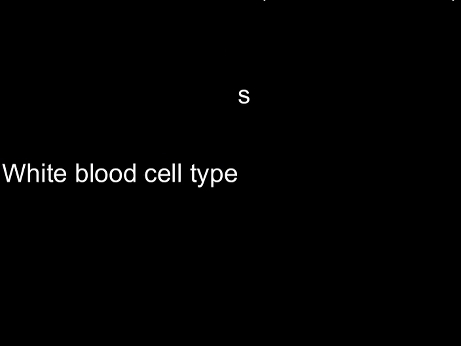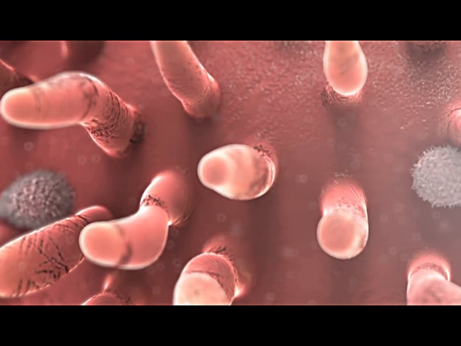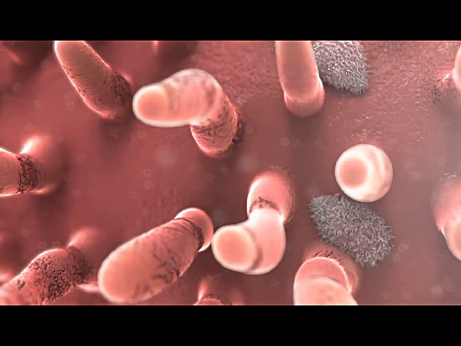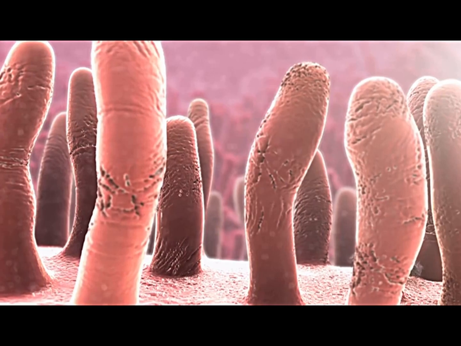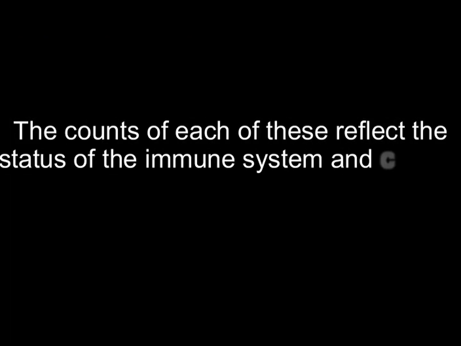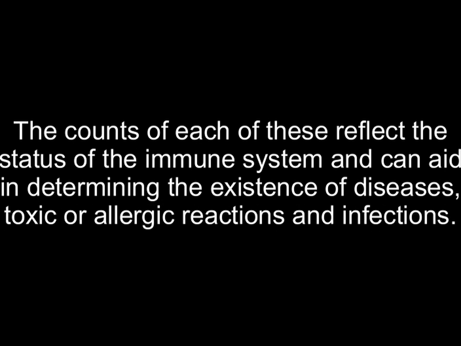White blood cell types, WBC differential. There are different types of WBC and they are distinguished according to their shapes and sizes. Basophils, eosinophils, neutrophils, lymphocytes and monocytes are the cells in a differential count. The counts of each of these reflect the status of the immune system and can aid in determining the existence of diseases, toxic or allergic reactions and infections. Here is their normal range.